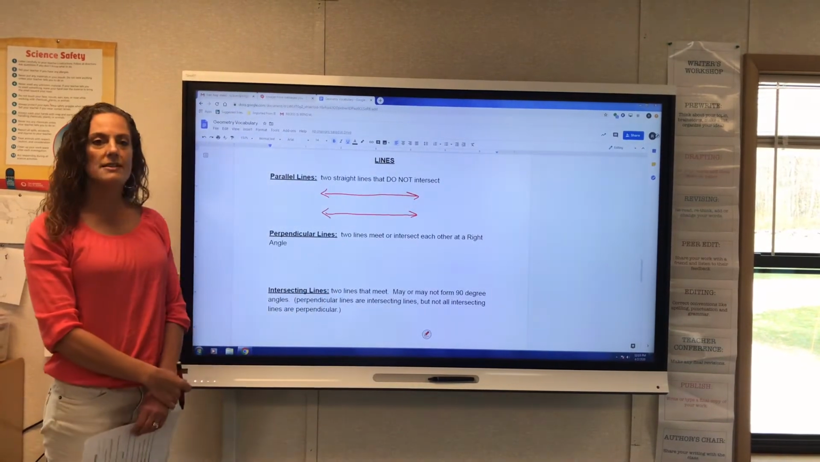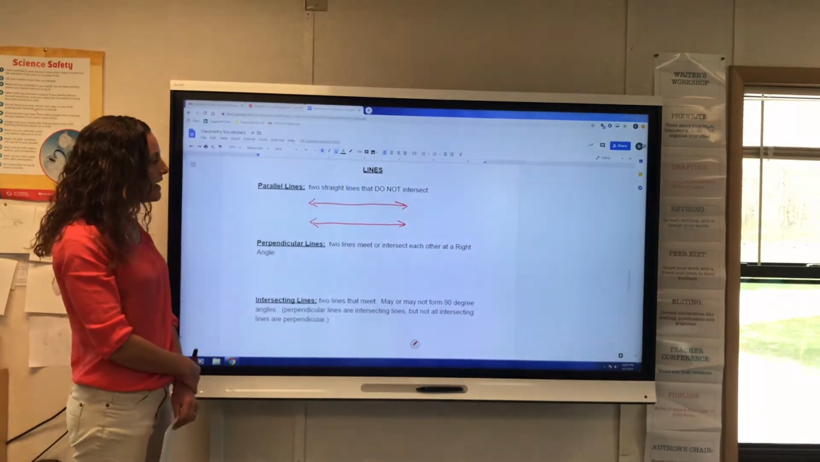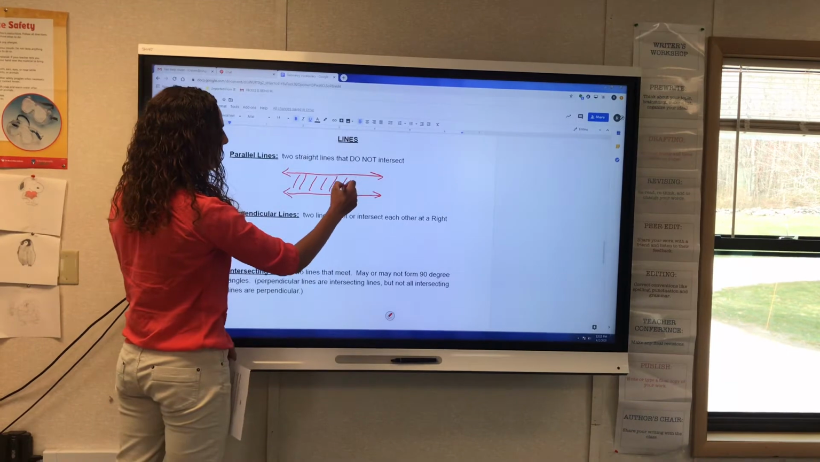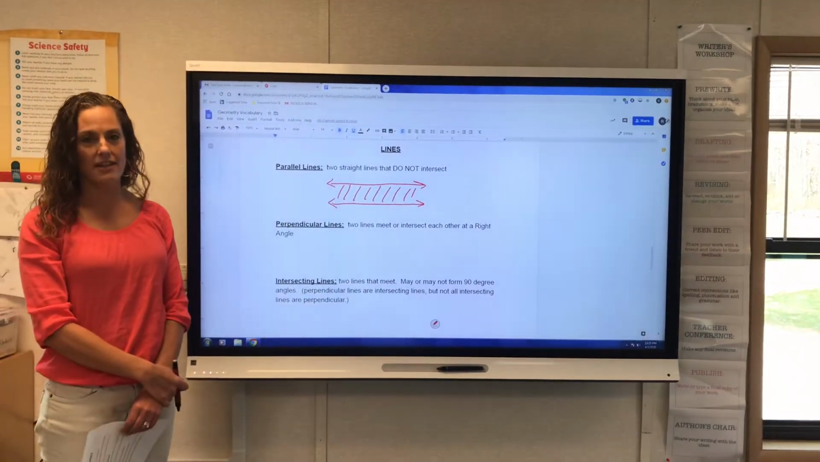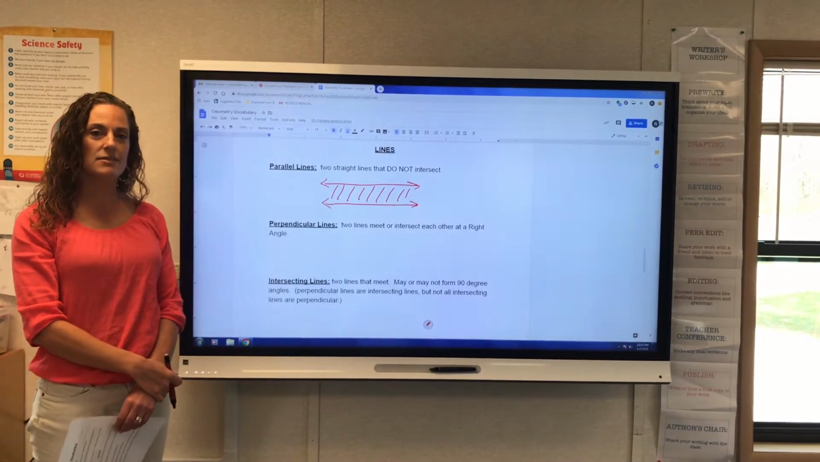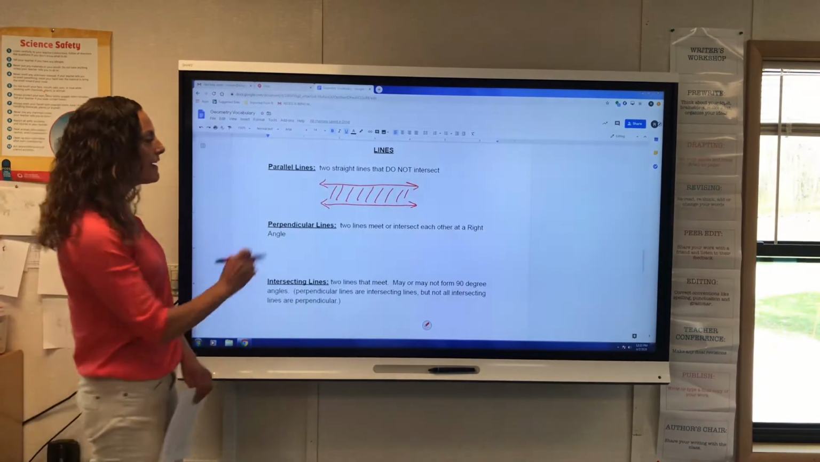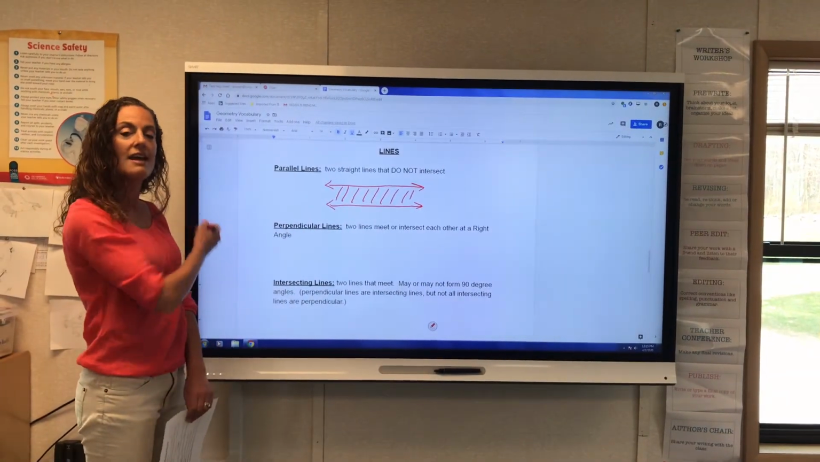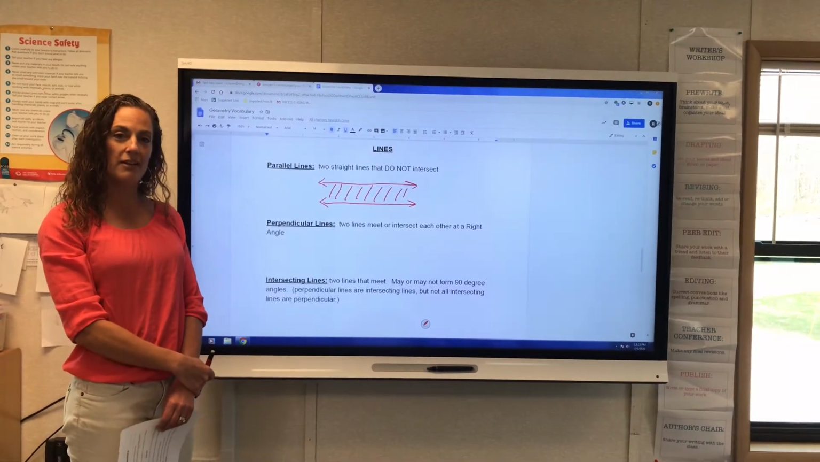Okay, so in this picture, you can see I've drawn 2 different lines, and you notice this space in between them. The space in between them never changes. It always stays the same distance apart, and that's how I know they will never meet. No matter how far it goes in this direction or how far it goes this way, they will always stay that same distance apart. And those are parallel lines.